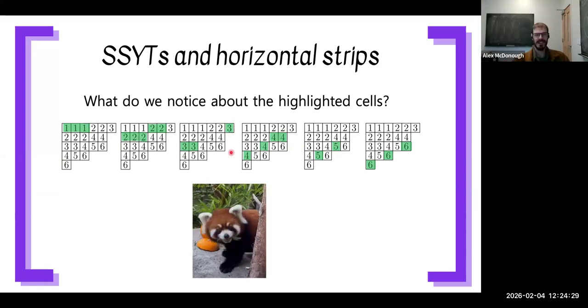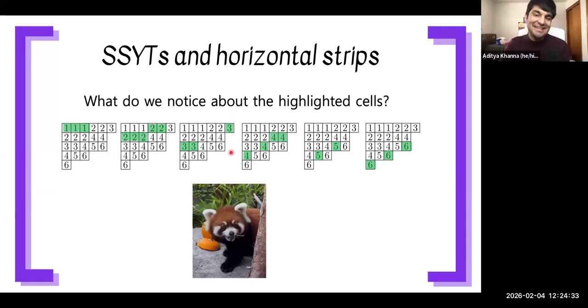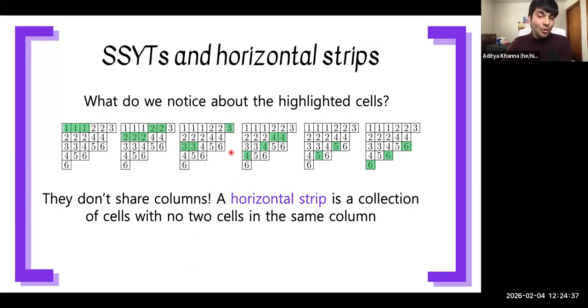There's no more than one in a column. I guess that follows from the definition. No, that is exactly it. There are no two cells in the same column, and that follows from how we define the semi-standard tableau. But we are now looking at an alternate way to construct it. So we will call these horizontal strips, and horizontal strips are exactly as Alex said. Two of them do not share the same column.